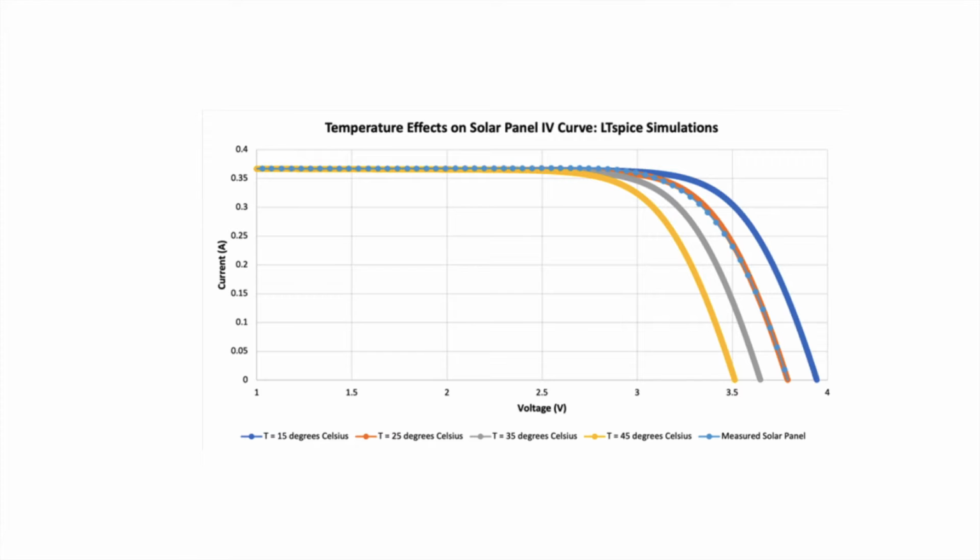We modeled the panels at 15, 25, 30 and 45 degrees to find out that the hotter the panel, the lower the open circuit voltage. So, in order to get the best out of our panels, we need them to be as cool as possible.